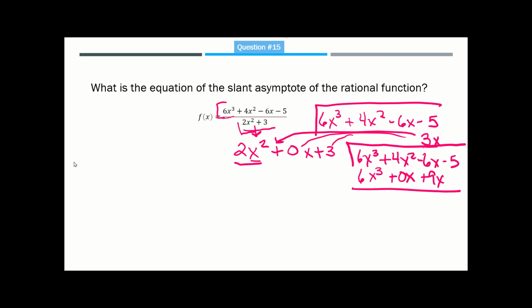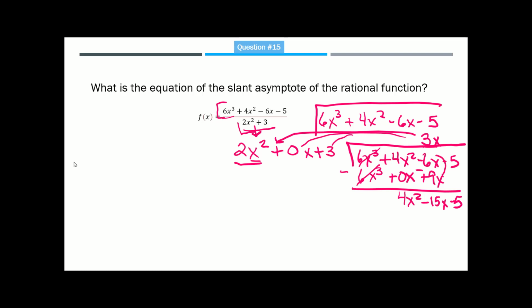We're going to change the signs of everything. Of course, 0 is neutral, doesn't have a sign. You don't need to change anything. And we get 0 here. Bring down the 4x squared. And a -9 plus a -6 is a -15x. And then bring down the -5.